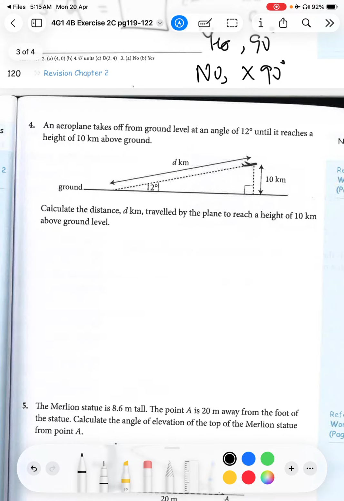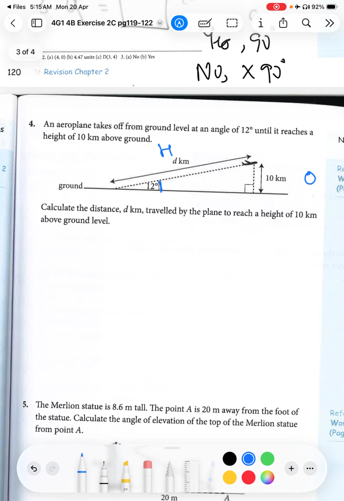Question 4. An aeroplane takes off at ground level until reach an angle 12 degrees to reach a height 10 km. Find the distance d. So this is where you see I have my angle here 12 degree. This is opposite the angle. This is hypotenuse. So O H, I have to use sine.